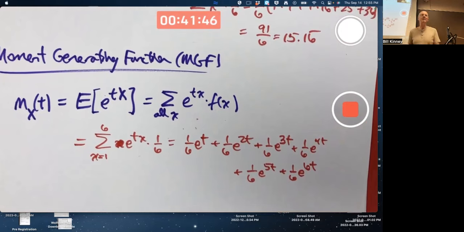Here's the amazing thing about moment generating functions. They generate moments. What's a moment? Well, the mean, the expected value of x, is called the first moment. The expected value of x squared that is in the computational formula for the variance is called the second moment. The expected value of x cubed is called the third moment. The expected value of x to the fourth power is called the fourth moment. The expected value of x to the fifth is called the fifth moment, and so on.